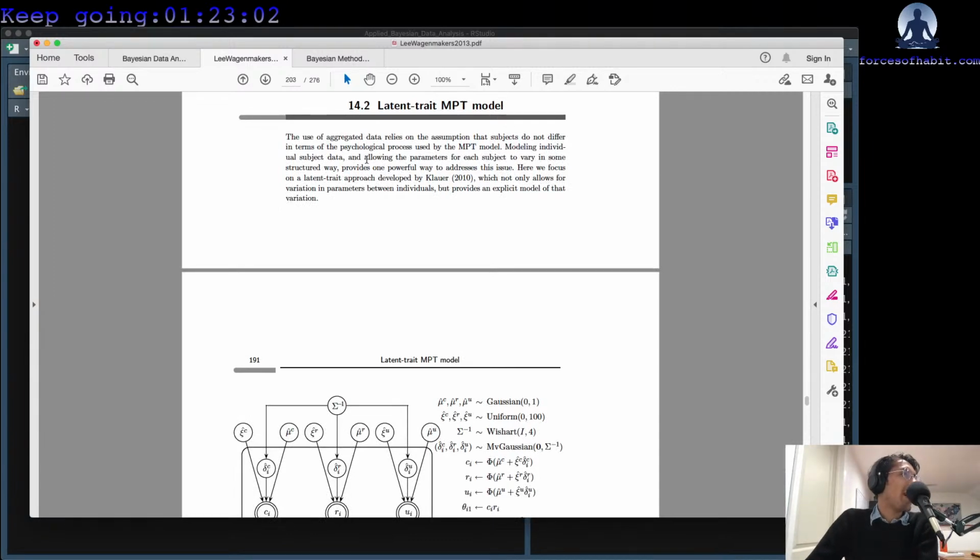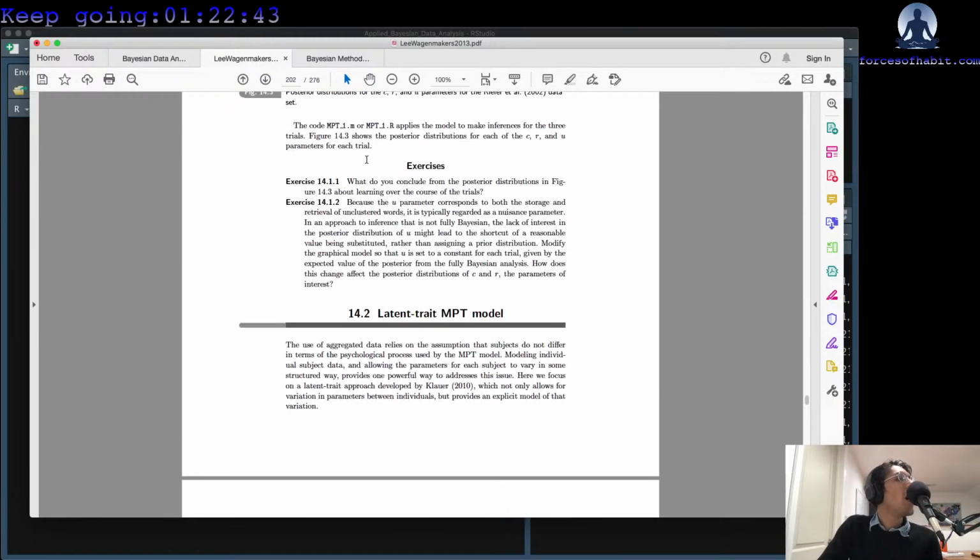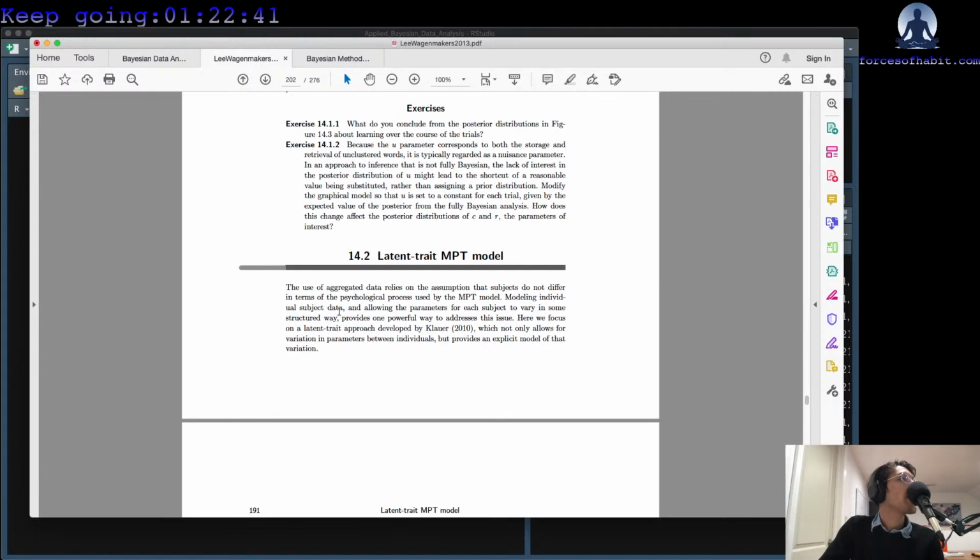So the use of aggregate data relies on the assumption that subjects do not differ in terms of psychological process used by the multinomial processing trees model. Modeling individual subjects and allowing the parameters for each subject to vary in some structured way provides one powerful way to address this issue.